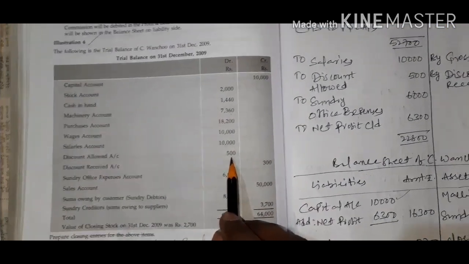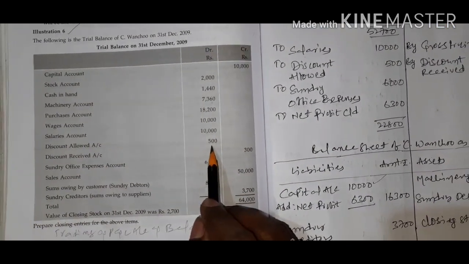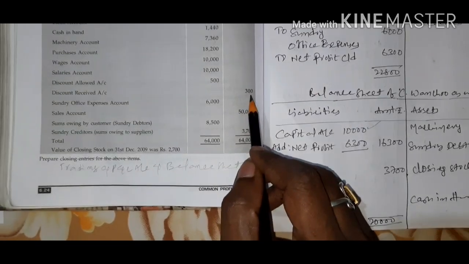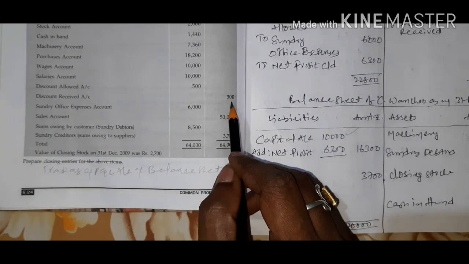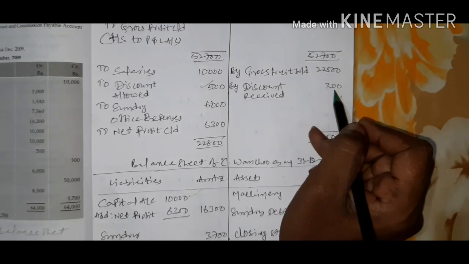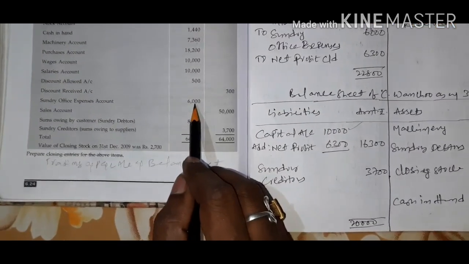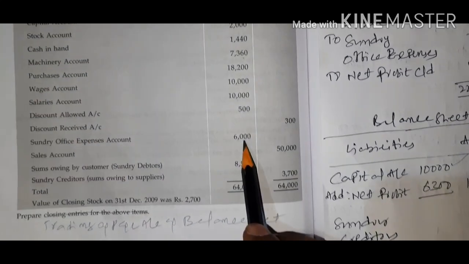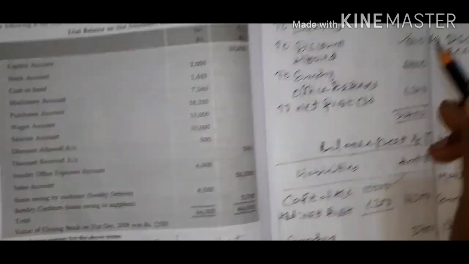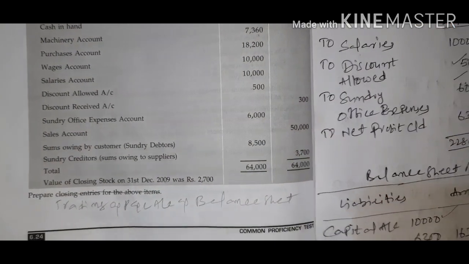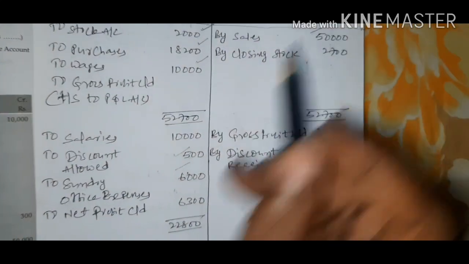Discount allowed is an indirect expenditure and it is to be debited to profit and loss account, that is to discount allowed rupees 500. Then discount received rupees 300, friends, is to be credited to P&L account, that is by discount received rupees 300. Then sundry office expense account is an indirect expenditure. The same is to be debited to P&L account, to sundry office expenses 6,000. Then sales is a direct revenue. It is to be credited to trading account, that is by sales rupees 50,000.